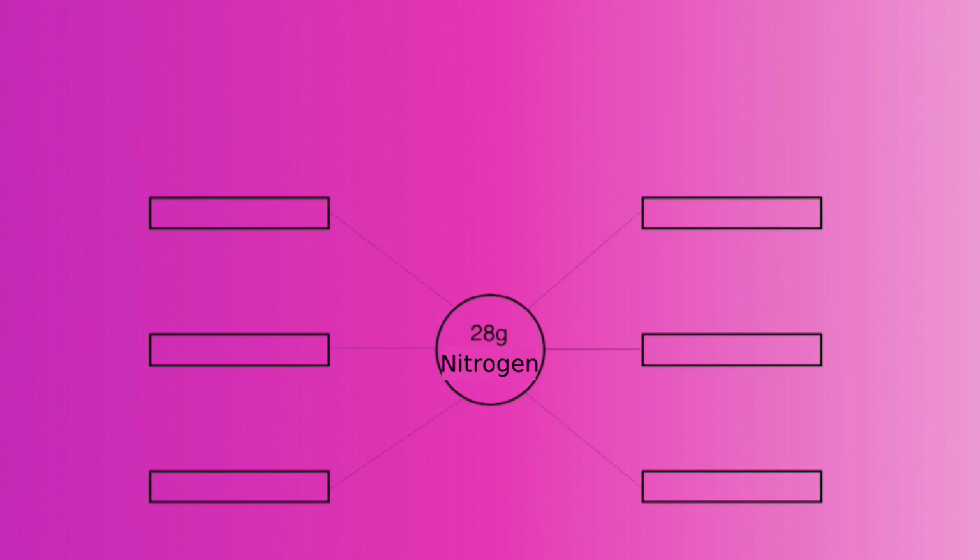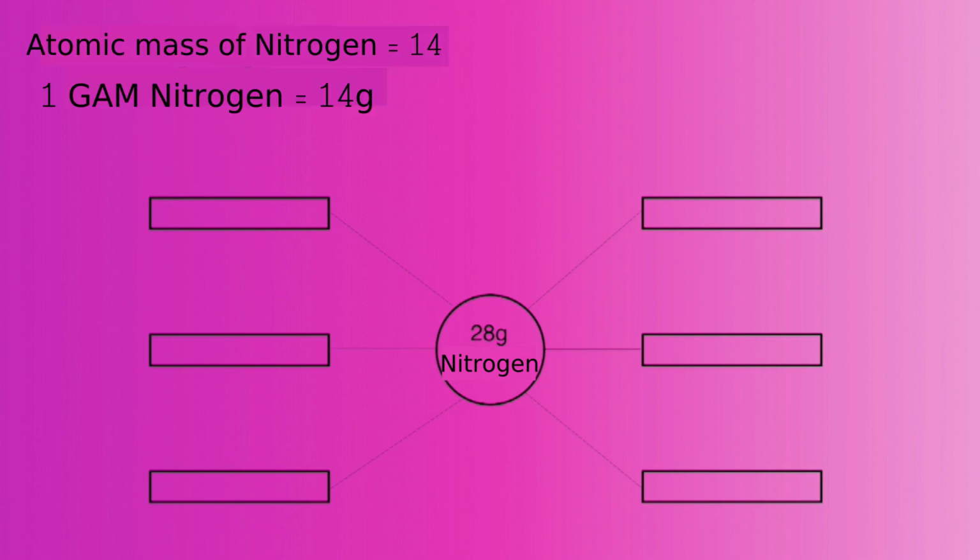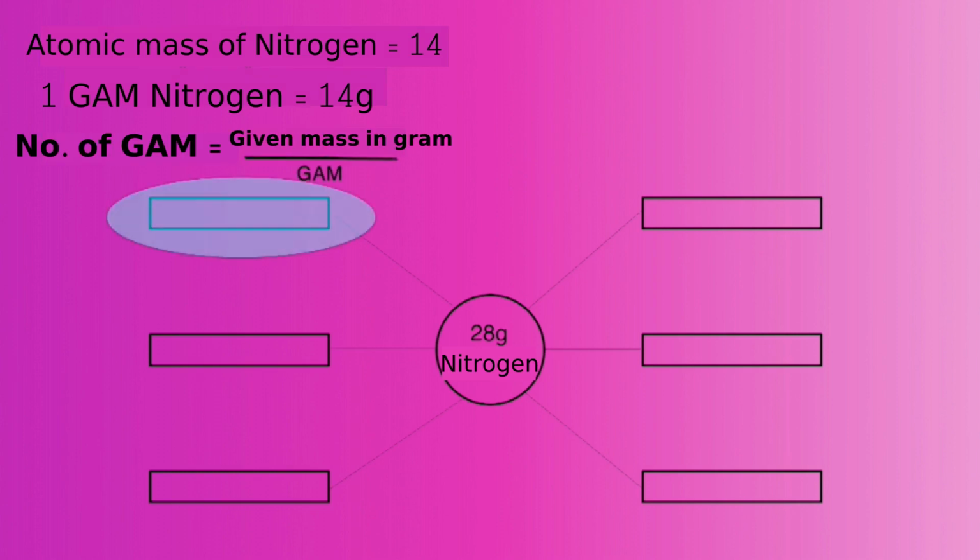The mass of an element in grams equal to its atomic mass is known as 1 gram atomic mass or 1 GAM of the element. The atomic mass of nitrogen is 14. 1 GAM of nitrogen is 14 gram. Let us calculate the number of GAM present in the given sample of nitrogen, that is 28 gram nitrogen. 28 by 14 is equal to 2 GAM.